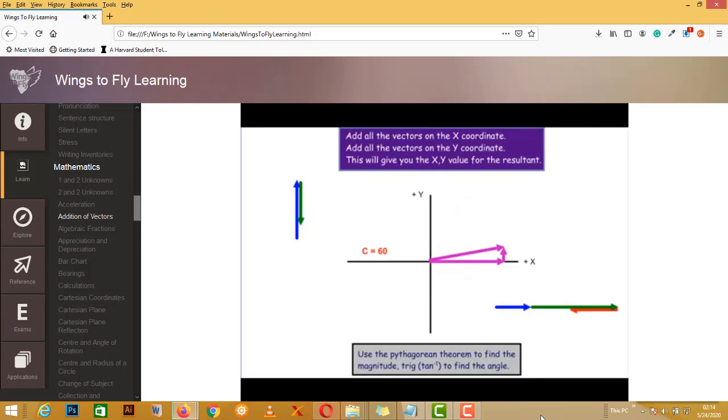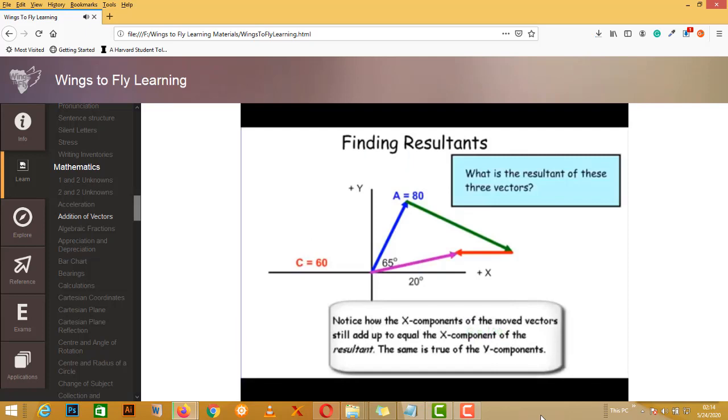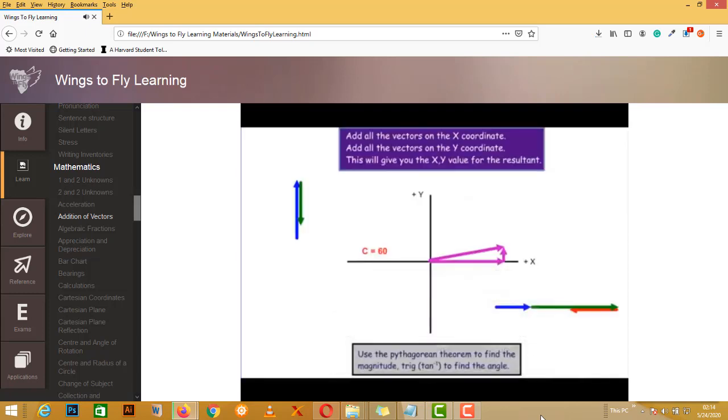Now I can go back to the previous slide, and so you can see that we get the same resultant using either method. I did it graphically here using the head to tail method, and I also did it graphically on this page using the sum of the vectors in the x direction, the x components, and the sum of the y components to define the resultant. Let's go ahead and use actual numbers now.